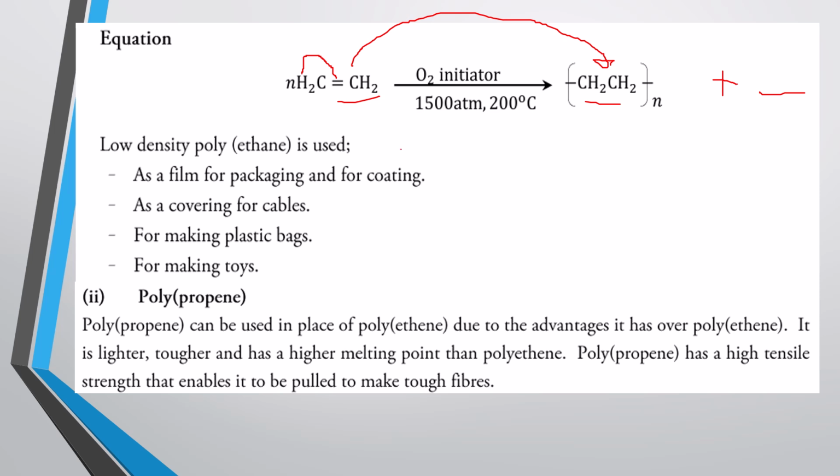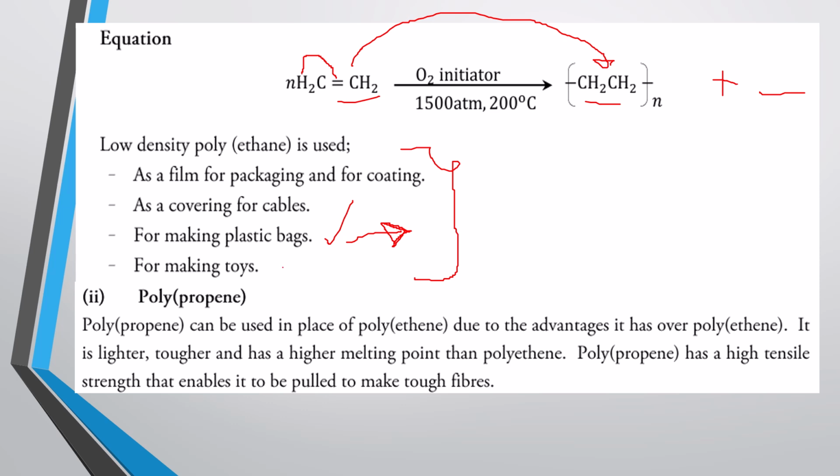Now, usually in part C, we are going to ask you about the use of the polymer you have named above, or the polymer that has been manufactured in the equation. So one of the functions of polyethylene is that it can be used to make plastic bags. For example, these white bags that you usually buy for shopping, you will notice that polyethylene is written there. So it's used in making plastic bags.